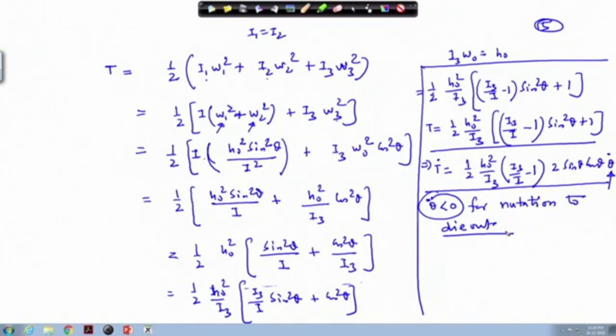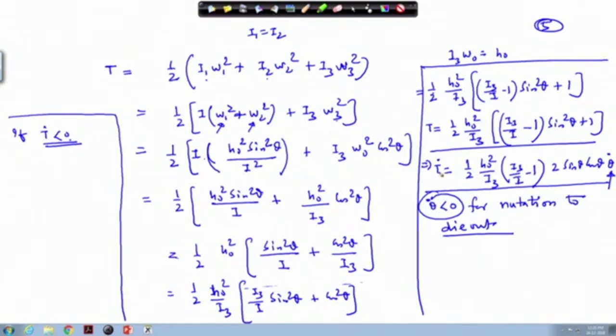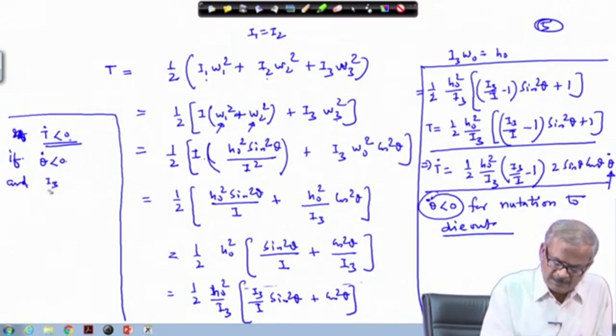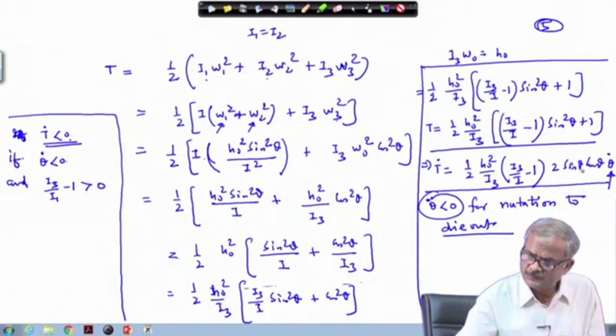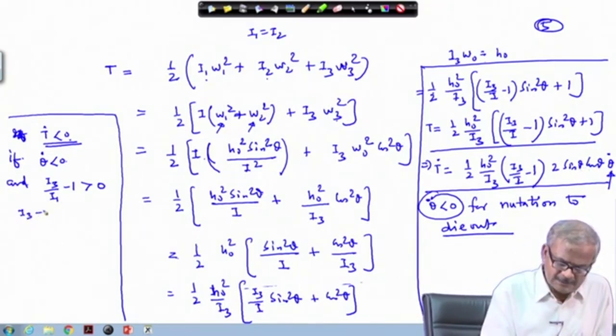We can look at it otherwise also. I will copy this expression here. If T dot is less than 0, it means the kinetic energy is dissipating, as we have looked into in the previous case. So, T dot will be less than 0, and if theta dot is less than 0 and I 3 by I 1 minus 1 is greater than 0, because theta is small, these quantities will be positive. Sin theta and cos theta will be positive. So, this implies that I 3 minus I 1 will be greater than 0, and this implies I 3 will be greater than I 1.